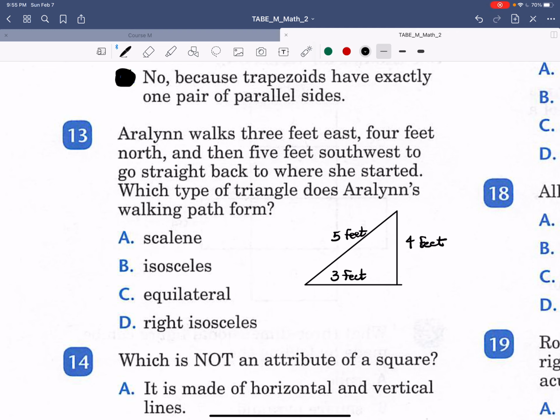Which type of triangle does Erilyn's walking path form? Well, this is a triangle with 3 sides that are not equal. So it is a scalene triangle. No 2 sides are equal.